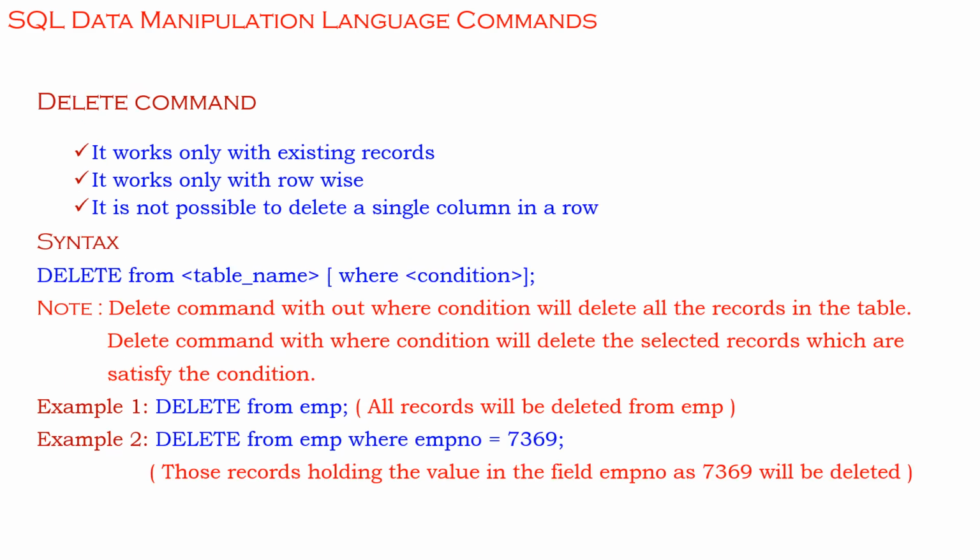Next is the delete command. It again works with the existing record, and we are going to delete a single row from a particular table. Okay, so DELETE FROM table name, and you can specify the WHERE condition. DELETE FROM emp deletes all the records from the table. Whereas DELETE FROM emp WHERE emp number is equal to a value, where the constraint is specified, only that particular record is deleted. Okay, so that's how the delete command works.